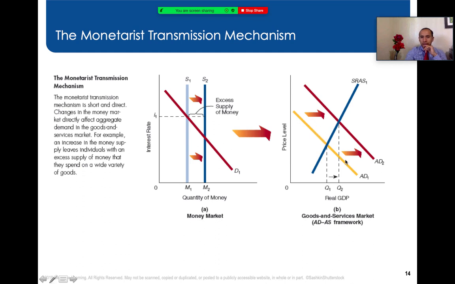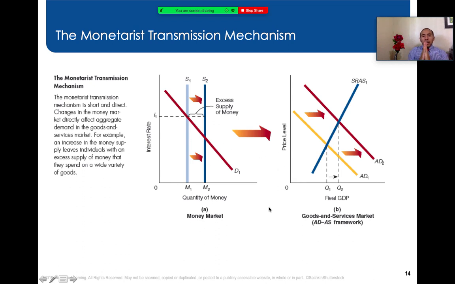The aggregate demand is going to shift from AD1 to AD2. Aggregate demand increases right away. And the quantity of output, gross domestic output, increases from Q1 to Q2. And if you notice, the price level increases from P1 to P2, equilibrium 1 to equilibrium 2. We have a direct link.